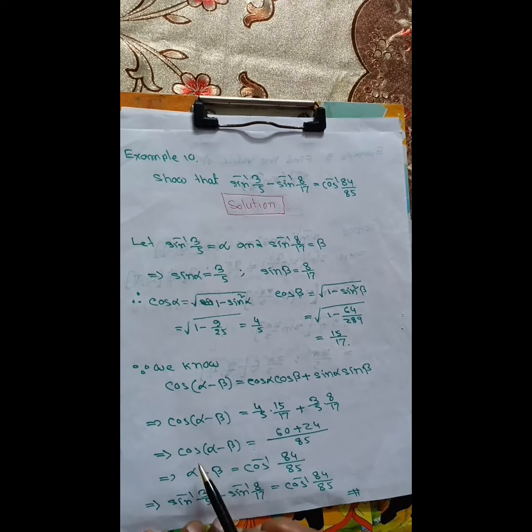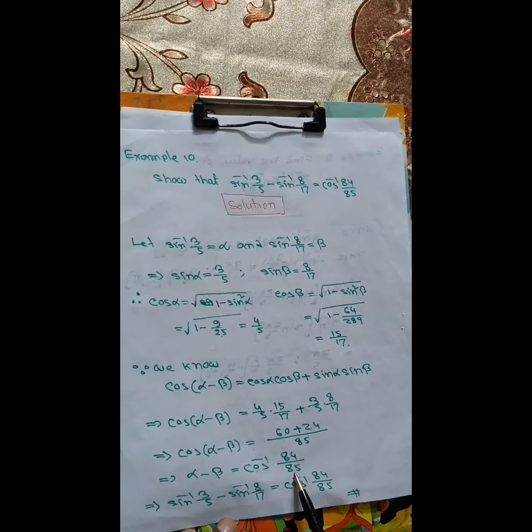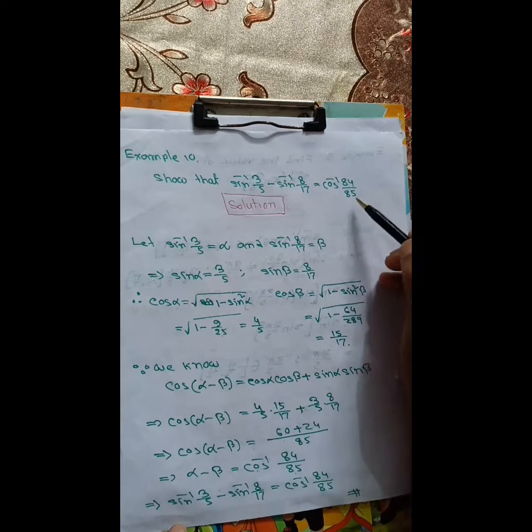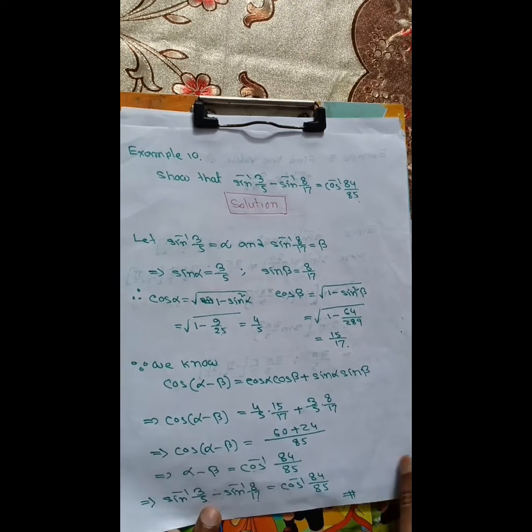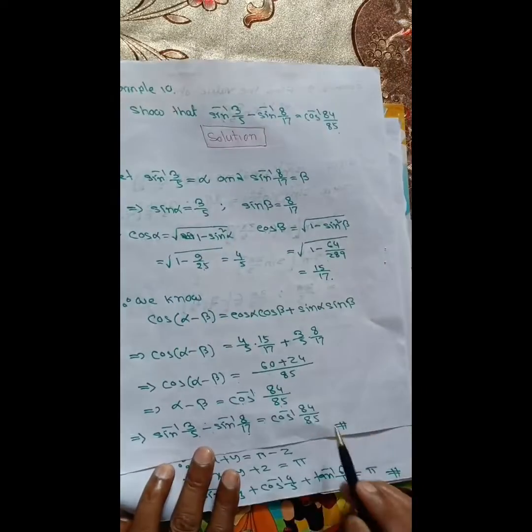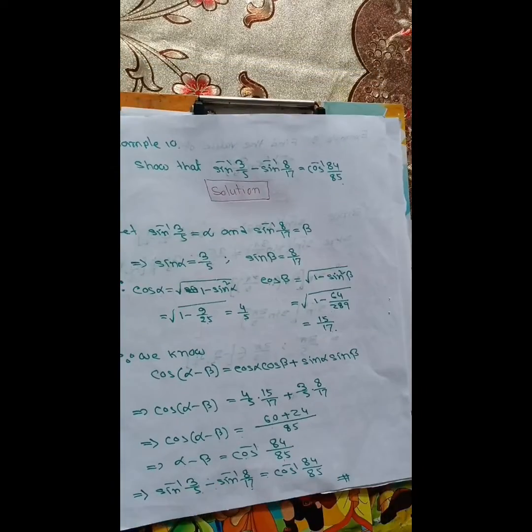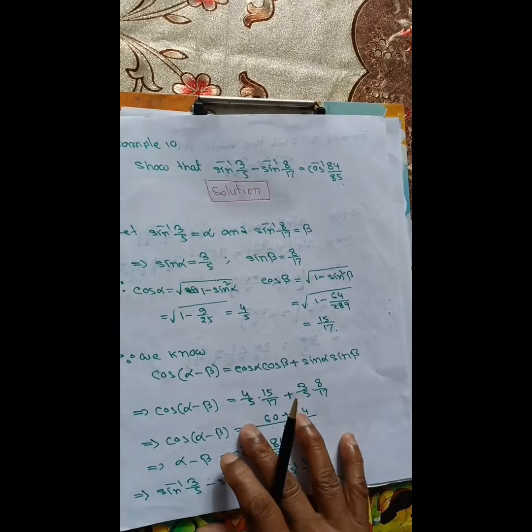That means cos goes to this side, then it becomes cos inverse. Then we get alpha minus beta is equal to cos inverse 84 by 85. So putting the values of alpha and beta, we get the result. Result means what? Sin inverse 3 by 5 minus sin inverse 8 by 17 is equal to cos inverse 84 by 85. Okay, this is the solution of example number 10.